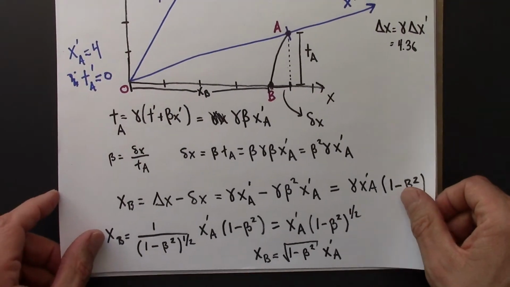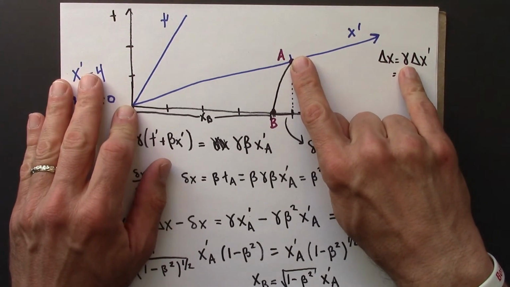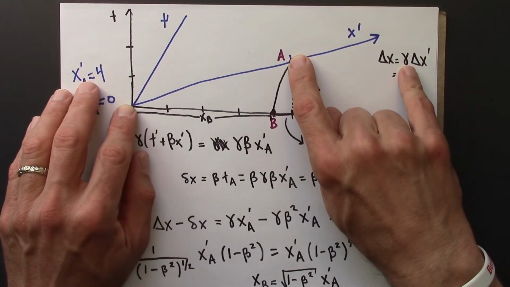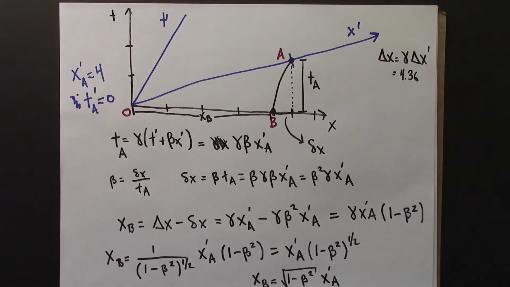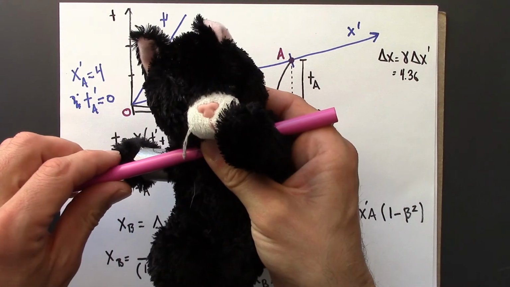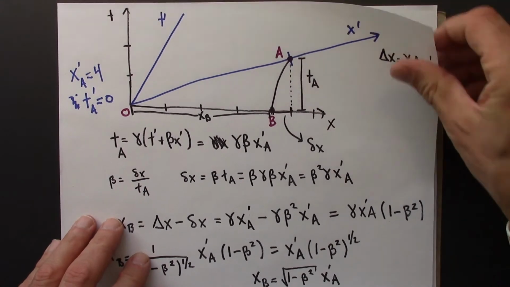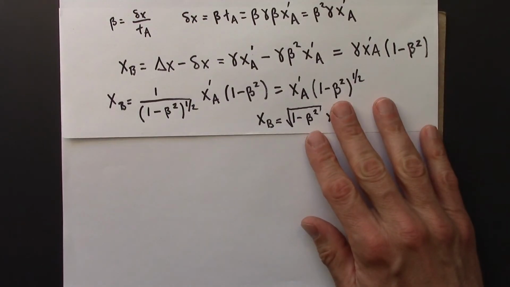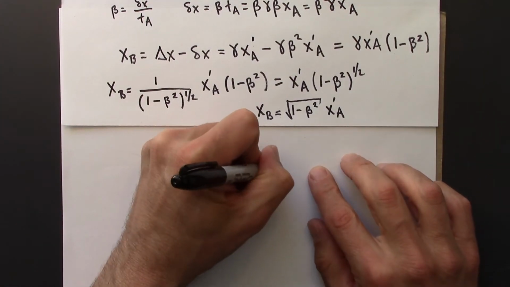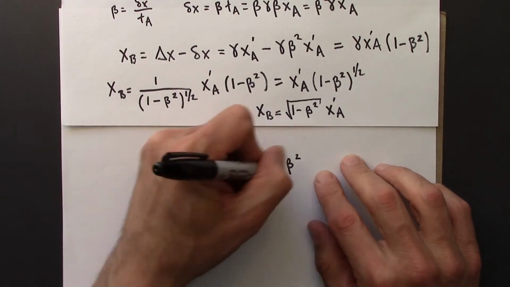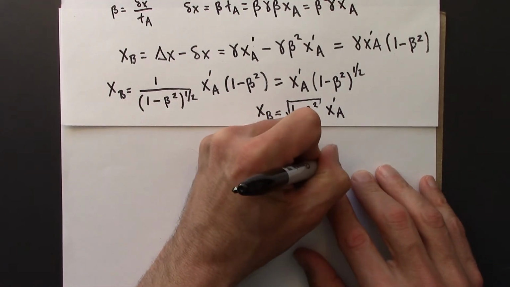x prime A, what is that? That's the length of the stick in Beowulf's frame, and the stick is at rest in Beowulf's frame. He's carrying the stick with him. And so x prime A is the rest length, L_R.